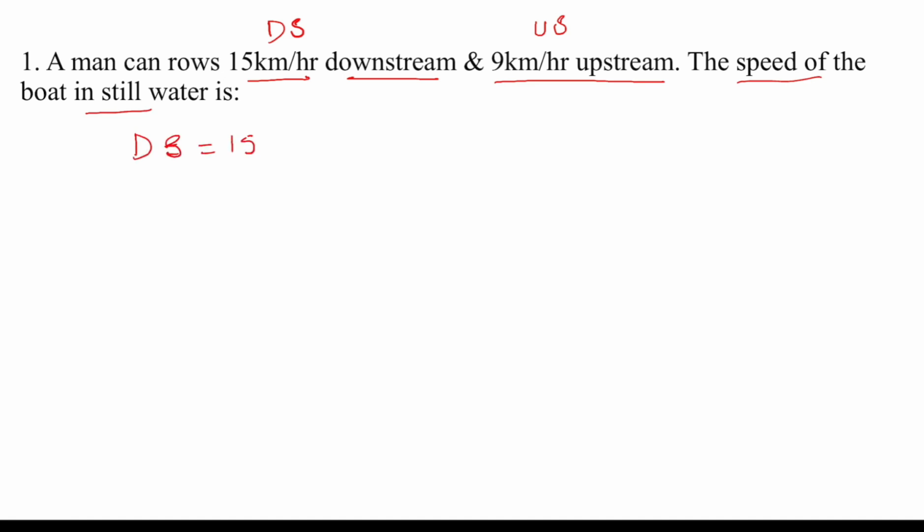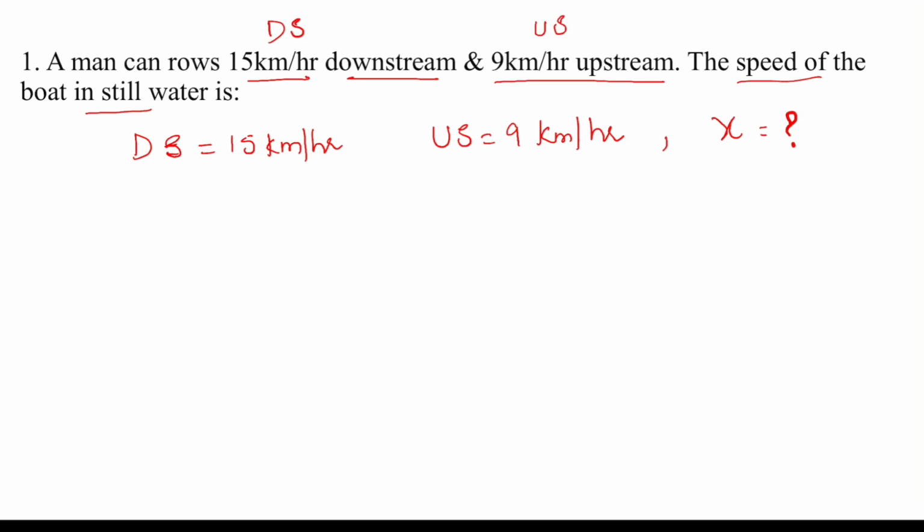Now we know that downstream speed is 15 kilometer per hour and upstream speed is 9 kilometer per hour. And what is asked? The speed of the boat in still water. We know that speed of the boat in still water is given by x. So what is the value of x is asked.